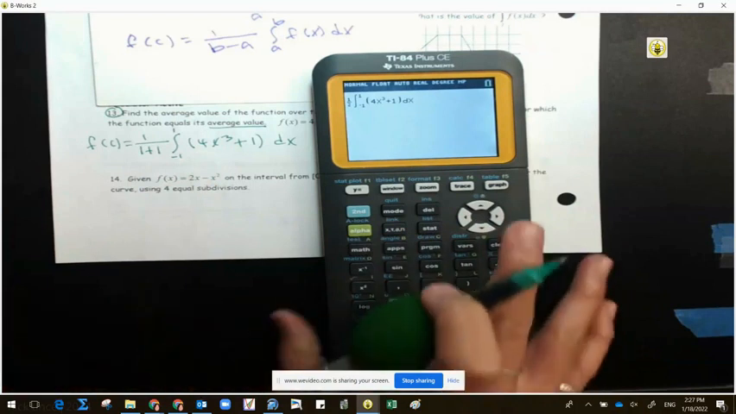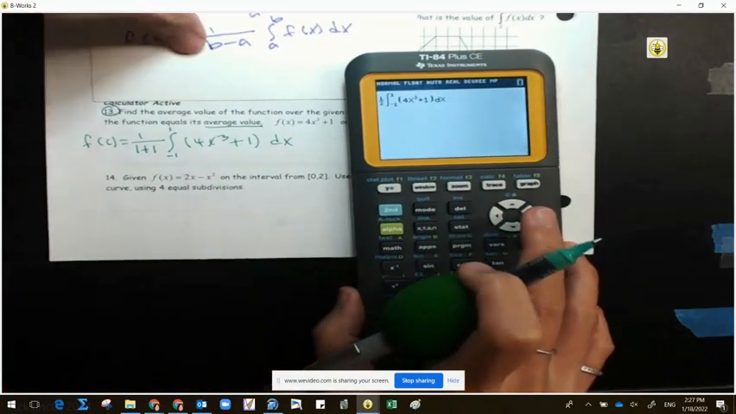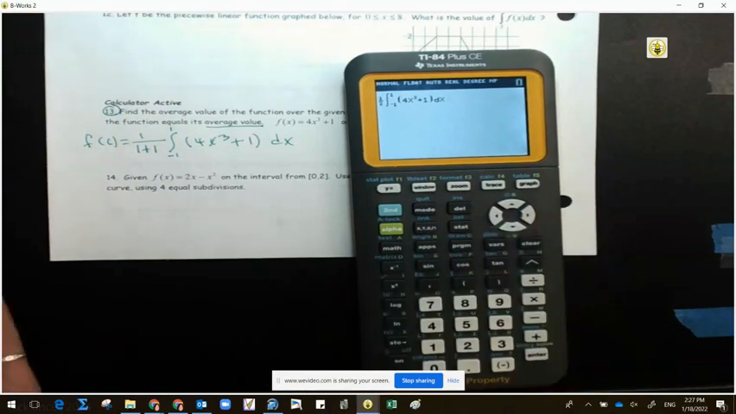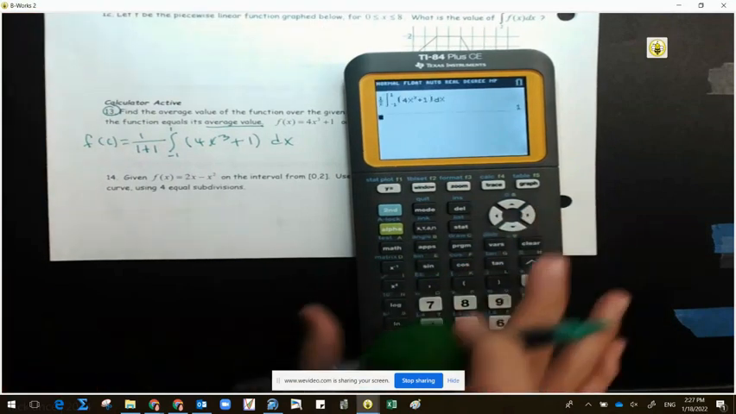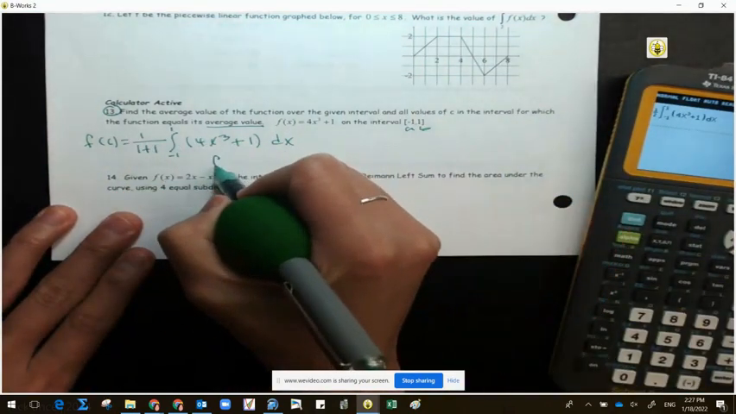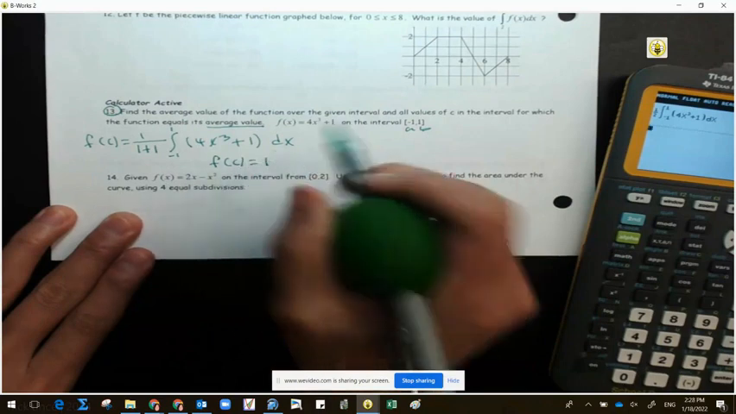So make sure your calculator looks exactly like what the paper says. Is everyone good with that? So when I press enter, what do I get? 1. So we know in this case, f of c is equal to 1.